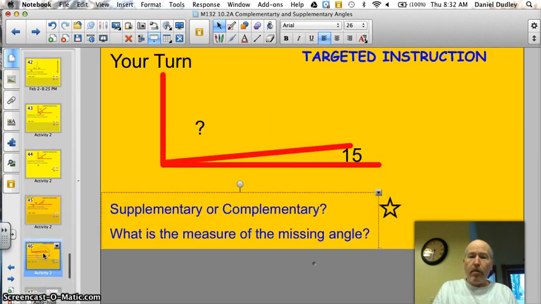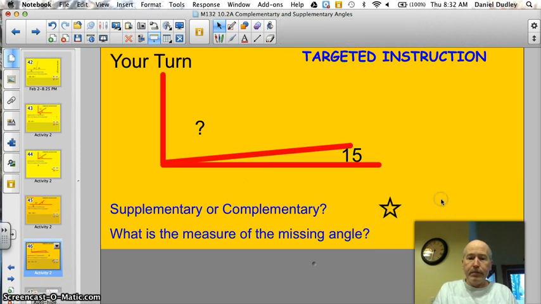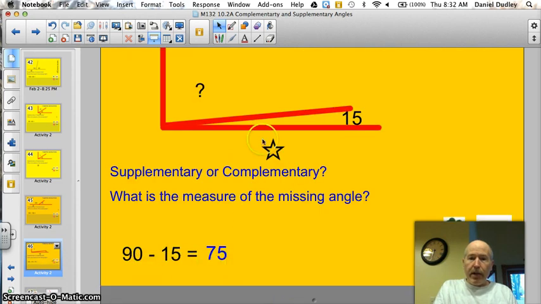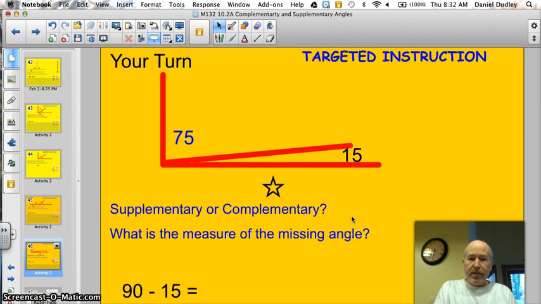All right, one more for your viewing pleasure. Go for it. All right, you are correct. This is a complementary angle. It forms a right angle or part of a square. What is the missing angle? That's pretty simple math. We got 90 degrees, which is the right angle, minus the 15 will give us a 75-degree angle. And we are done. That is just that simple.